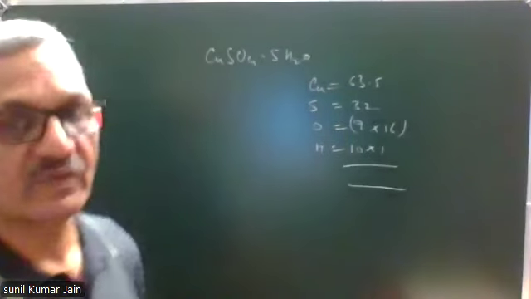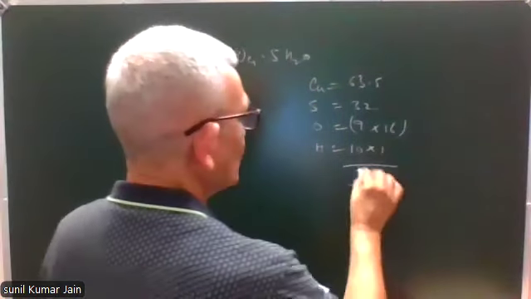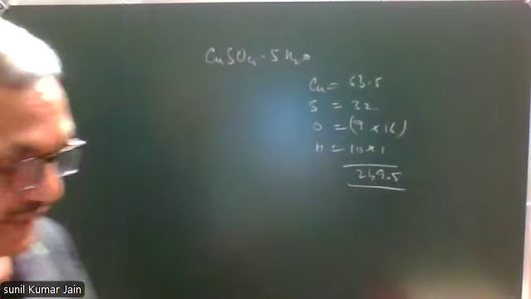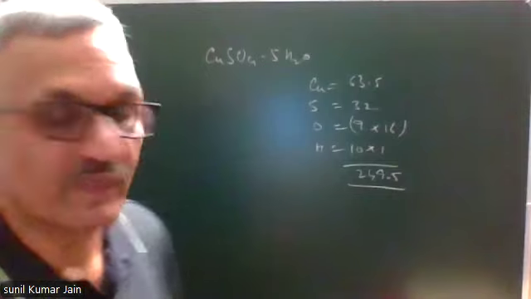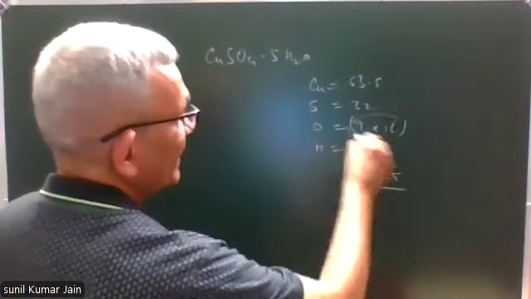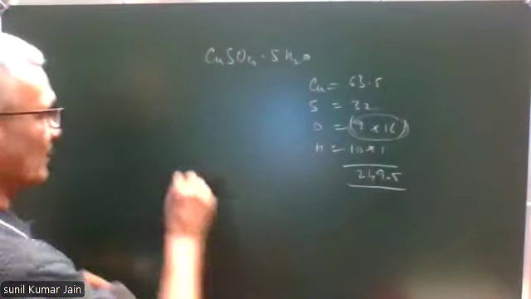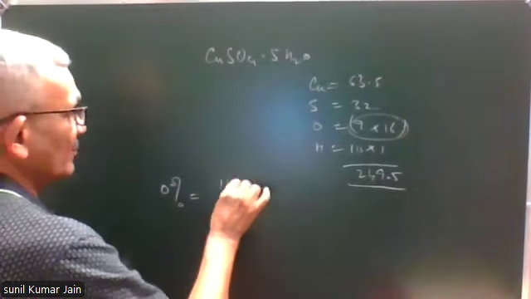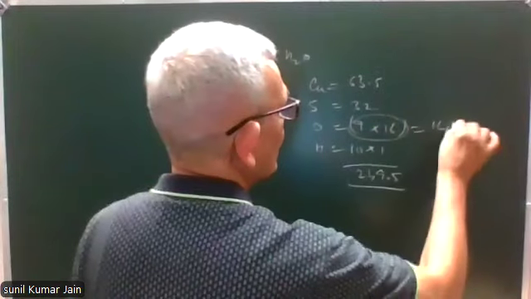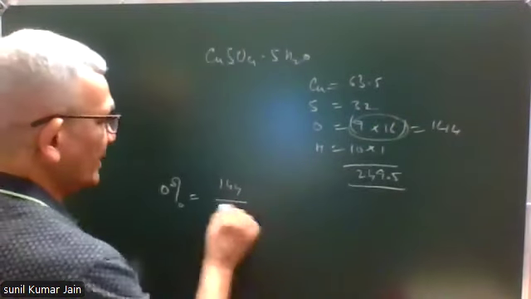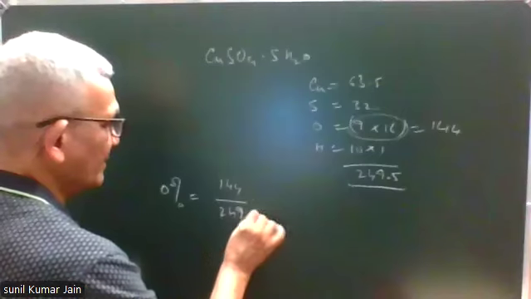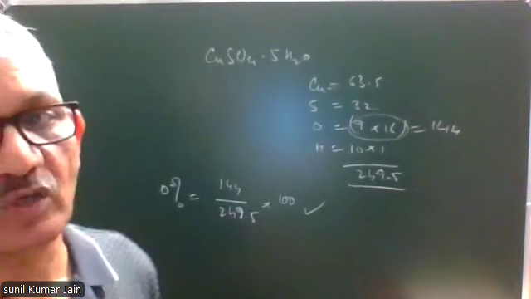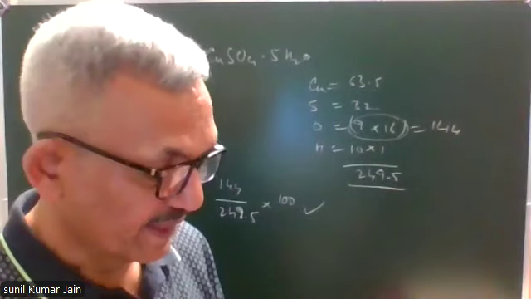If I add, the molecular weight will come out to 249.5. This is the molecular weight. Now, in this molecular weight, the contribution of oxygen is 9 into 16, that is 144. So the percentage of oxygen will be 144 divided by molecular weight 249.5 into 100. This is the percentage of oxygen in copper sulfate pentahydrate.